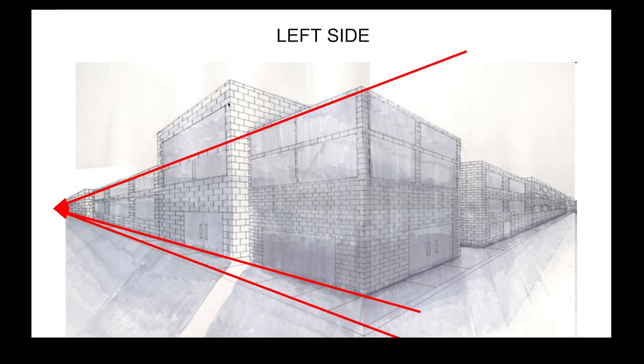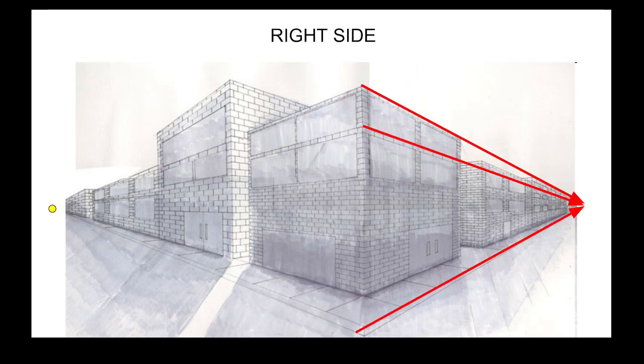Now this cube right here, we're just going to concentrate on everything on the left side of that vertical line straight up and down. And they are merging right over here to the left side, which is going to give us our vanishing point. Now at this point, I'm just going to get rid of those lines because they're a little confusing. Let's go to the right side.